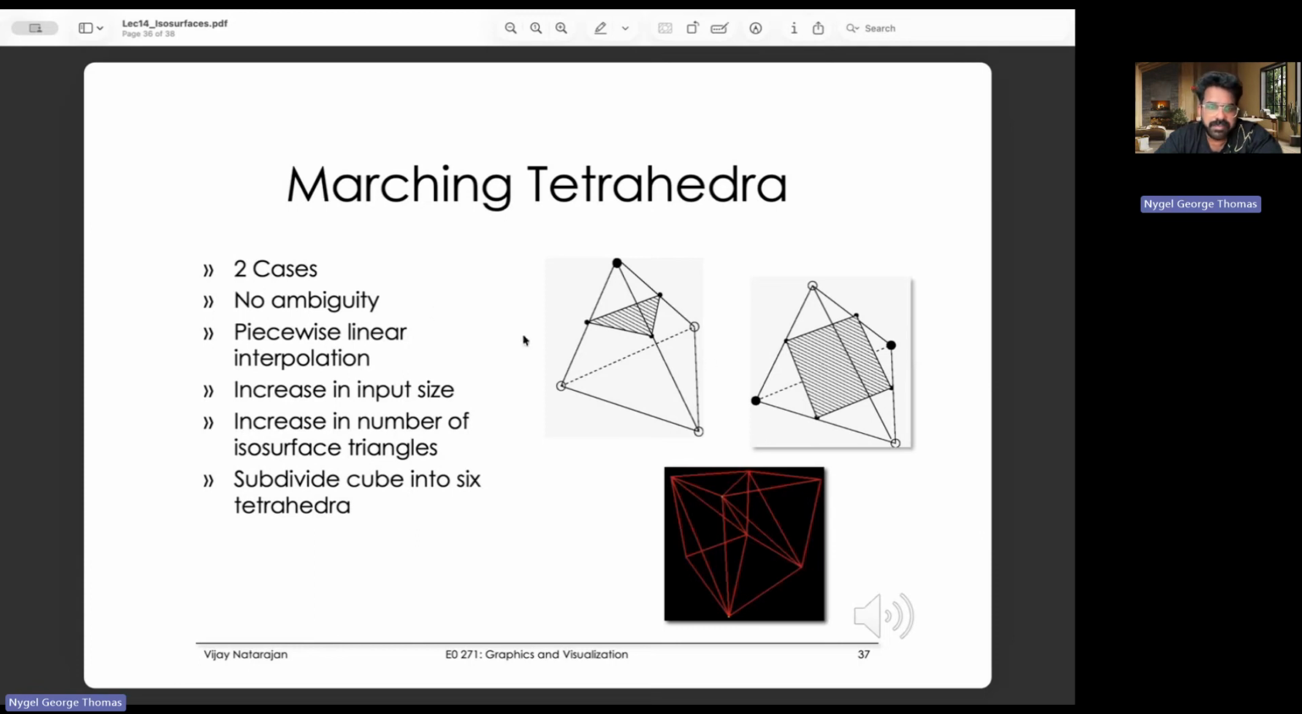So here, all these interpolations are piecewise interpolations. And also there is no ambiguity. But the issue is we have a smaller marching size. Each grid can be divided into 6 tetrahedra. So the input size is much larger, and since the input size is larger, you have more isosurface triangles. So that is one drawback of using marching tetrahedra, but we can do it without the ambiguities in this algorithm.